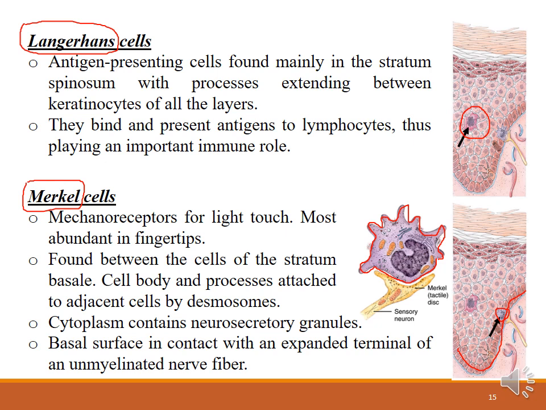So, they are attached to keratinocytes by desmosomes. The cytoplasm of Merkel cells contains neurosecretory granules, so they have neurotransmitters, and adjacent to the basal surface, we have the expanded terminal of an unmyelinated nerve fiber. So here we have a fiber. Near its termination, it is expanded, and it lies close to Merkel cells.